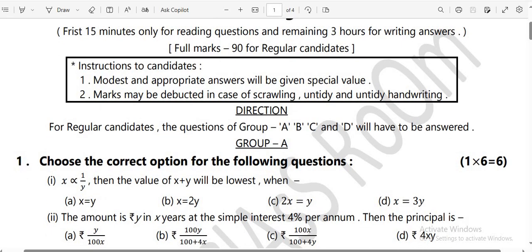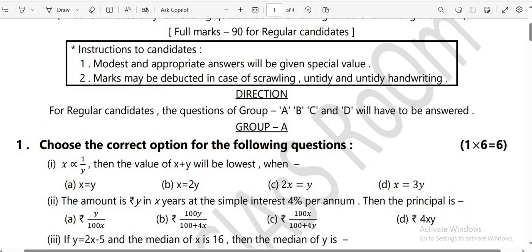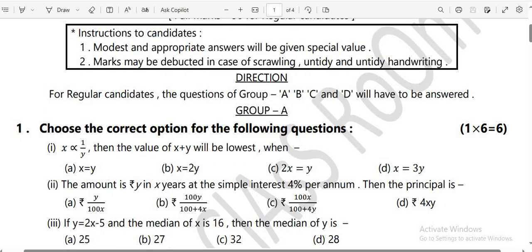2. Marks may be dropped in case of scoring untidy and untidy handwriting. Direction. For regular candidates, the questions of group A, B, C and D will have to be answered.